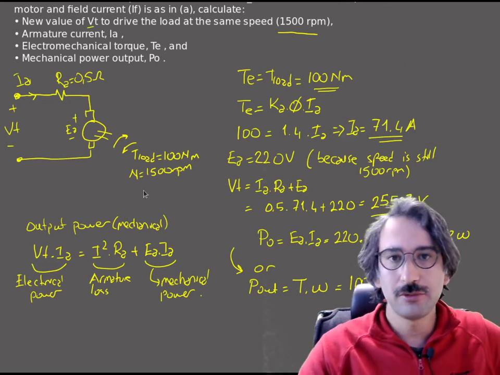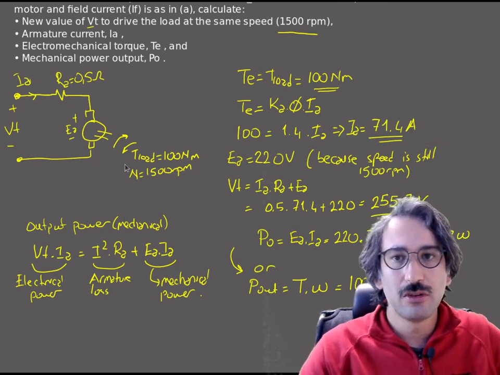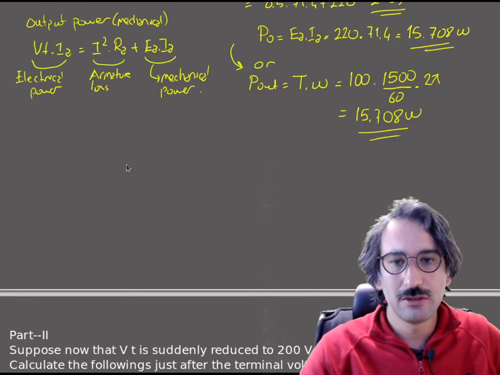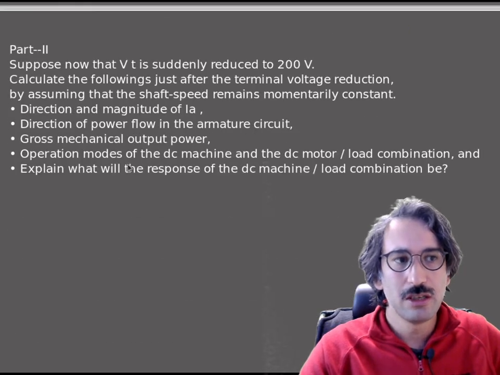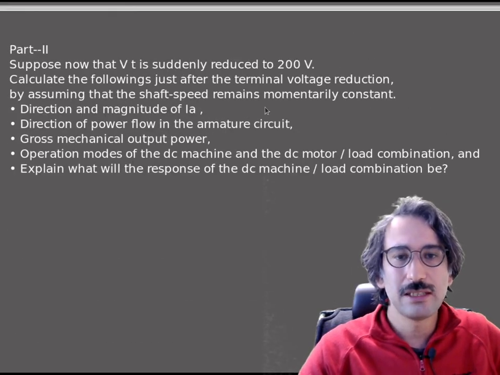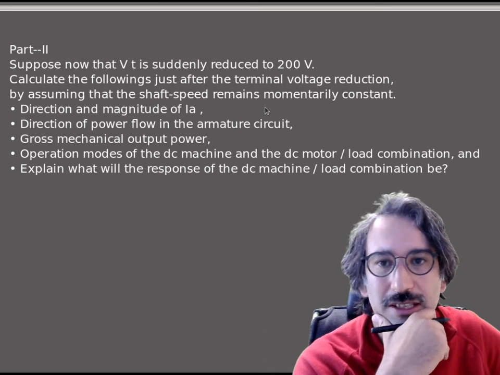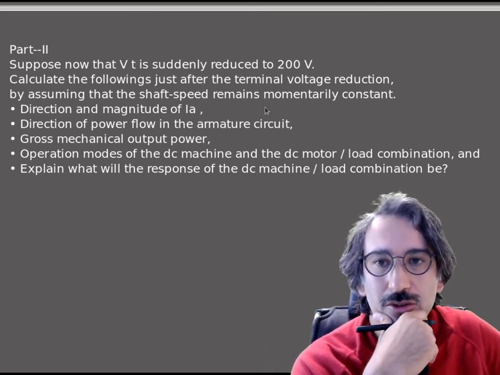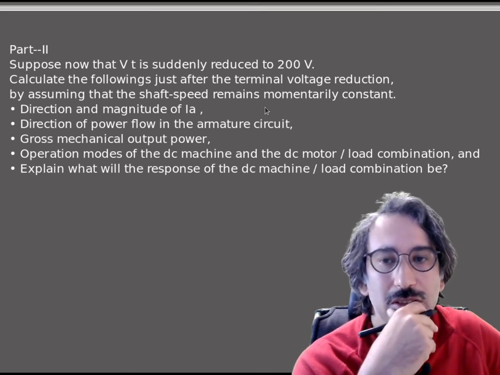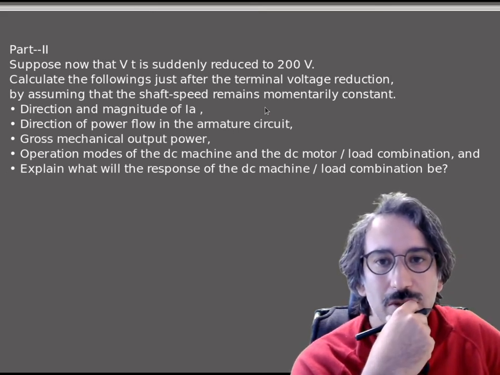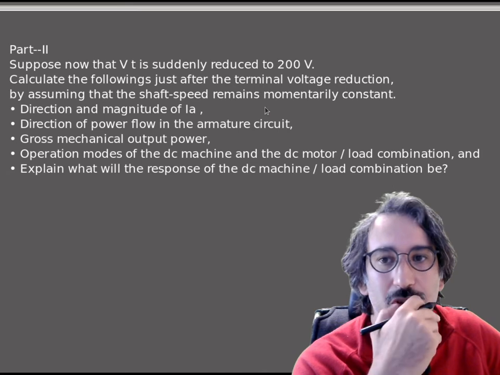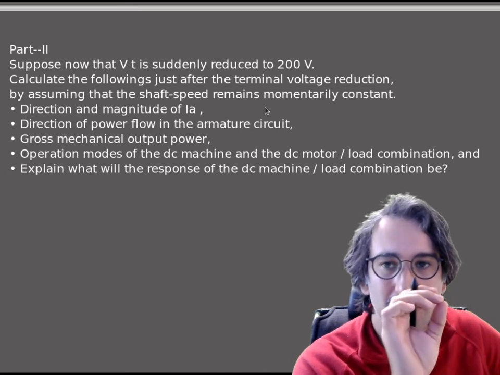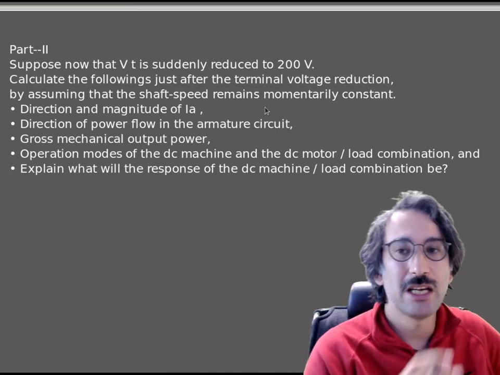Up to here, it is normal operating conditions. So let's move to part two. Now suppose that our terminal voltage is suddenly reduced to 200 volts. We were working under load, but we suddenly reduced it to 200 volts. So calculate the following just after the terminal voltage reduction. We just want to know what will happen at that instant.